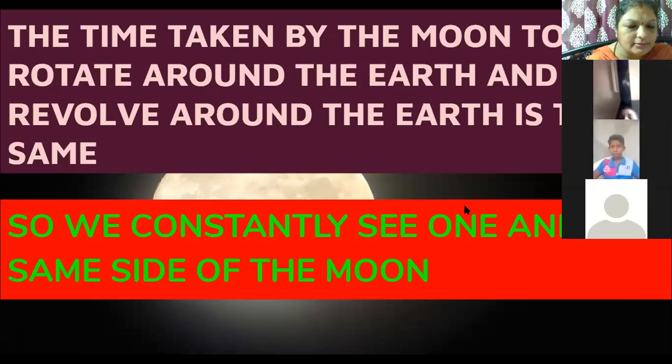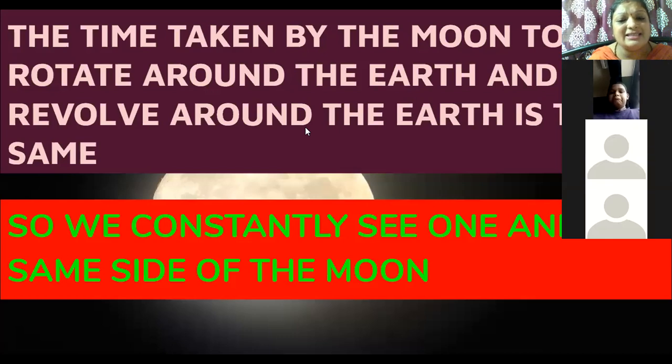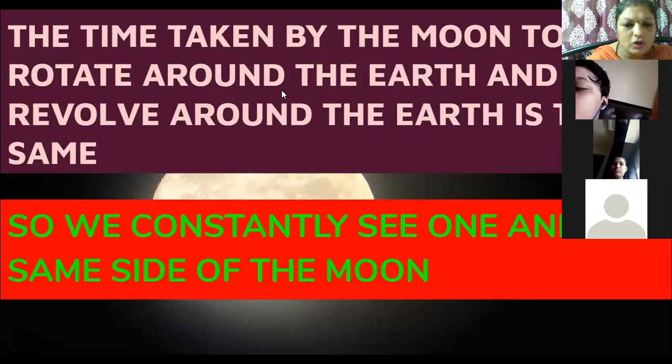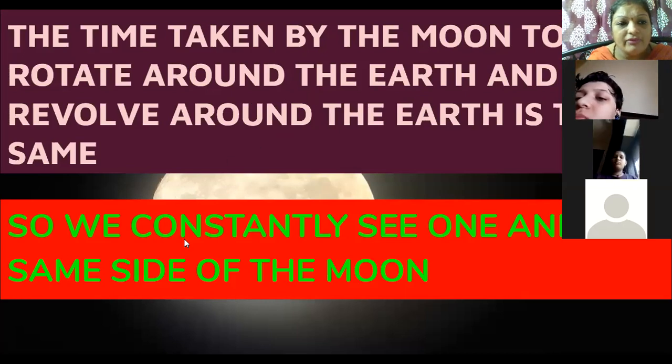But look here, for the moon, the time taken for rotation and revolution around the earth is the same. It is not different. Now your homework is, you have to tell me in the next session, what is the time duration taken by the moon to rotate and revolve around the earth? The time duration is the same, but what is the time duration? I want the duration.